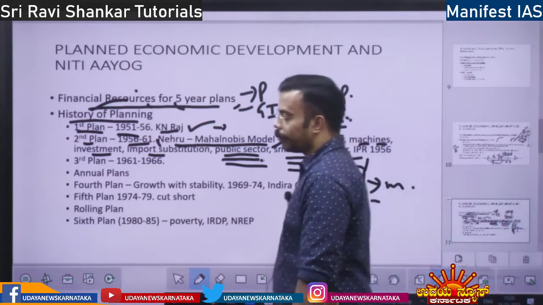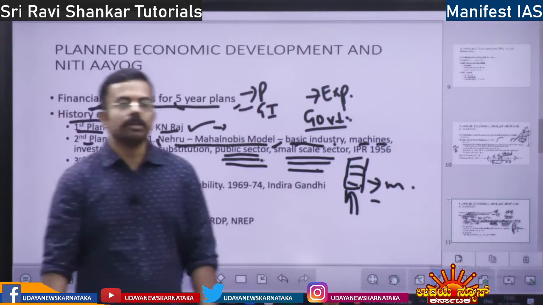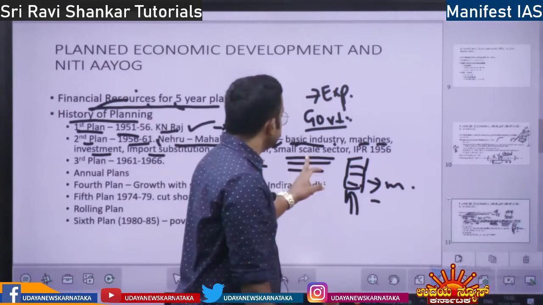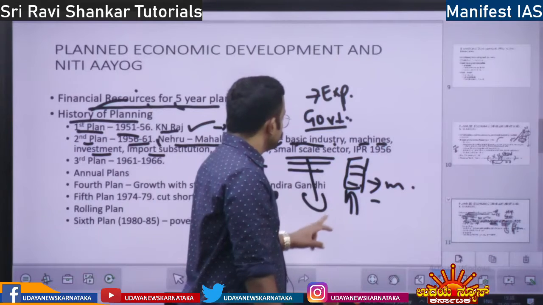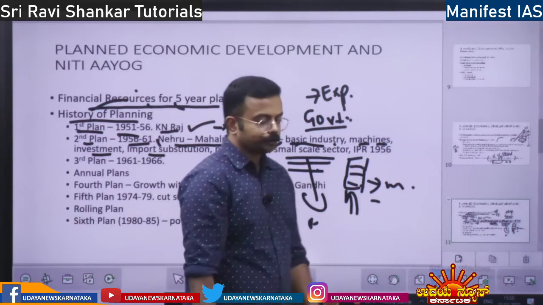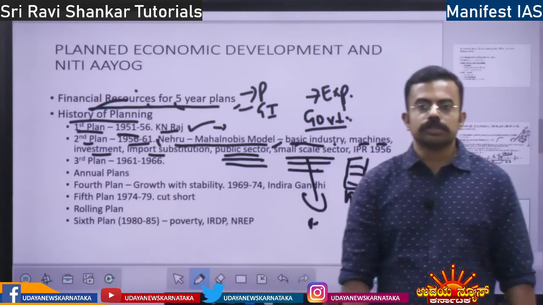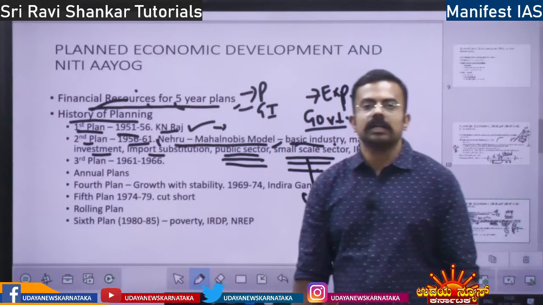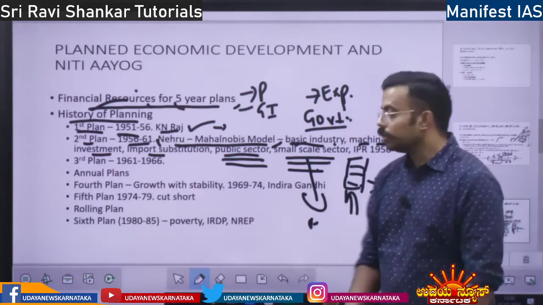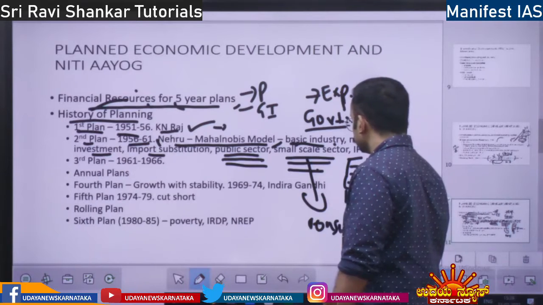And also it focused on the small scale sector. Apart from the public sector, it focused on the small scale sector, which gives consumer goods. Clothes, shoes, chappals, right? Watches. So all these things. It focused on consumer goods.